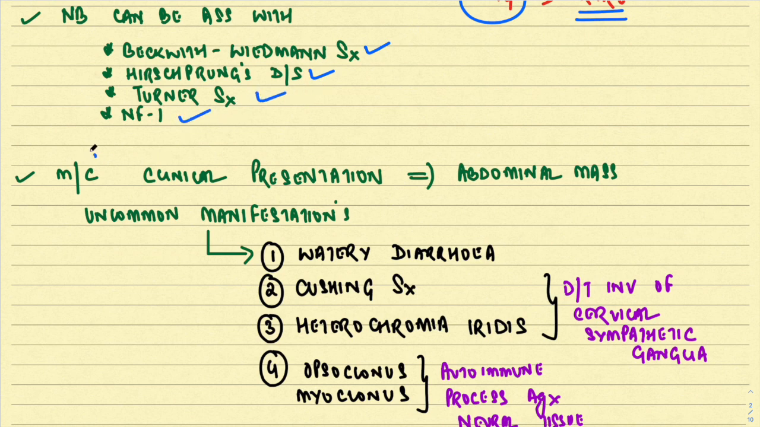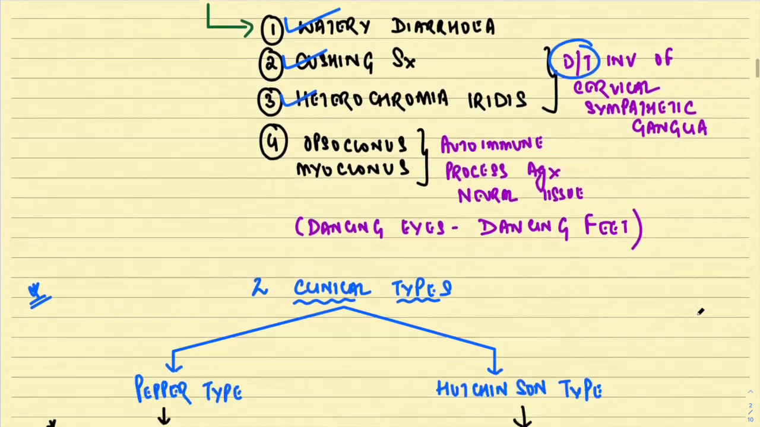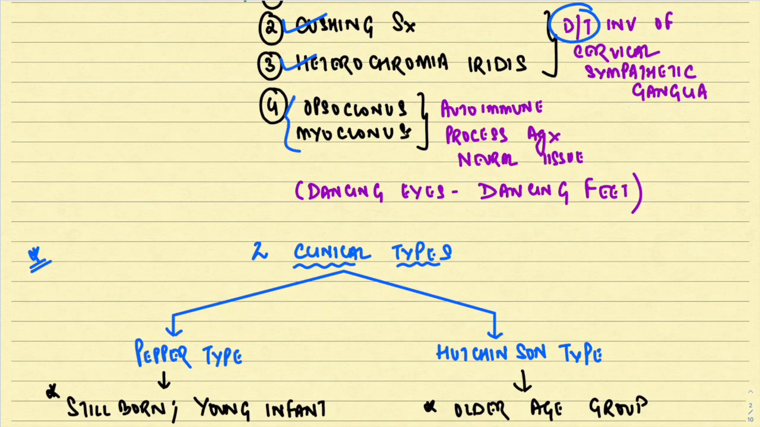Now, the most common clinical presentation of a neuroblastoma is an abdominal mass, but it can have uncommon manifestations also. For example, it can present with watery diarrhea, Cushing's syndrome, heterochromia iridis. Now, this Cushing syndrome and heterochromia iridis occur because of the involvement of the cervical sympathetic ganglia. It can also present with opsoclonus and myoclonus, which is basically an autoimmune process directed against the neural tissue, wherein the patient has classically dancing eyes and dancing feet.